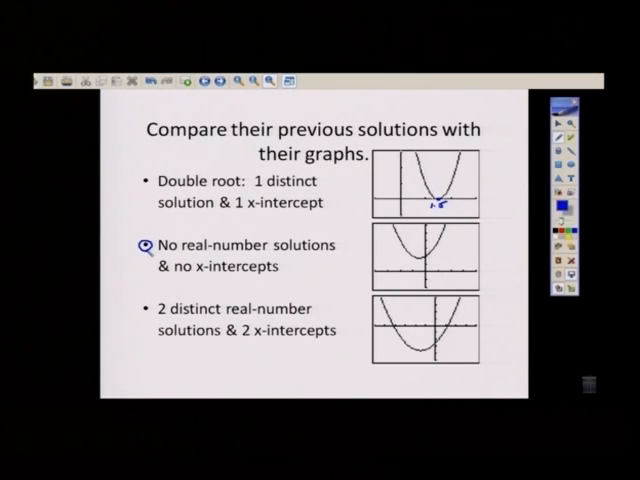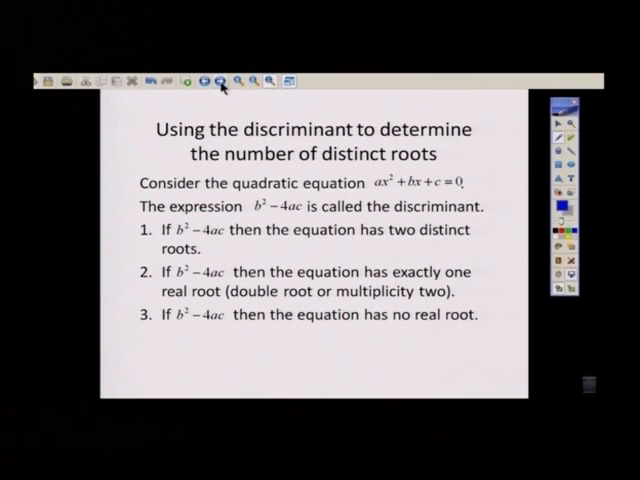And if you look at the graph, the parabola never touches the x-axis, and there are no x-intercepts. So if it has no real number solutions, it'll have no x-intercepts. And our last one had two distinct real number solutions, so it has two x-intercepts. And those x-intercepts were at the two solutions of the equation. So double root has one x-intercept, no real solution has none, and the one with two distinct solutions has two x-intercepts.